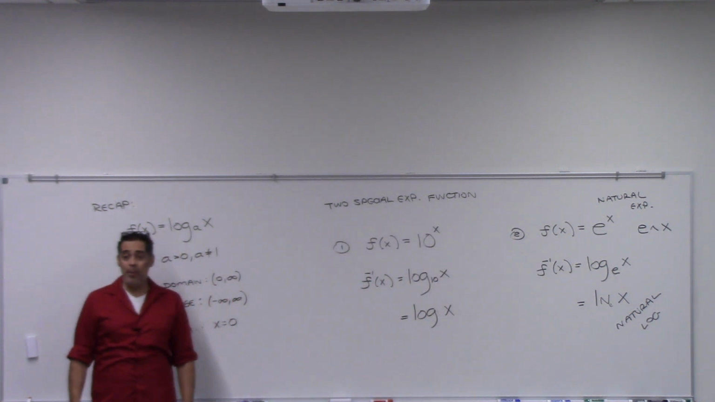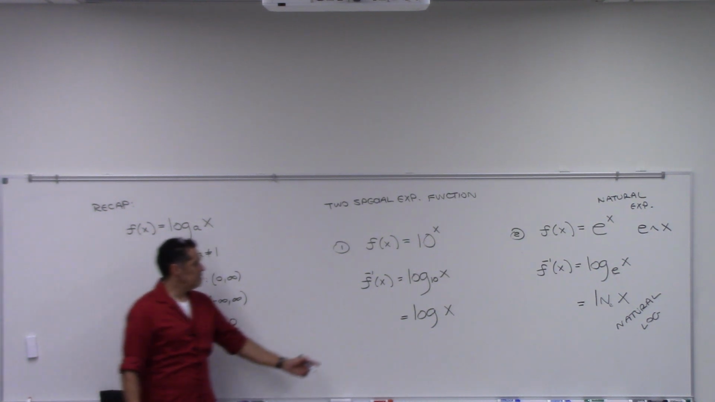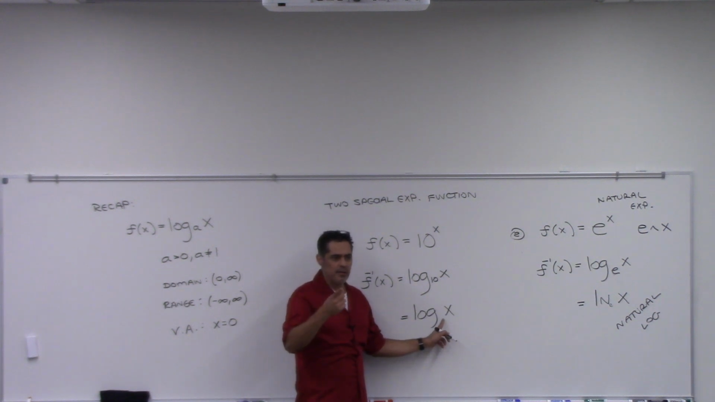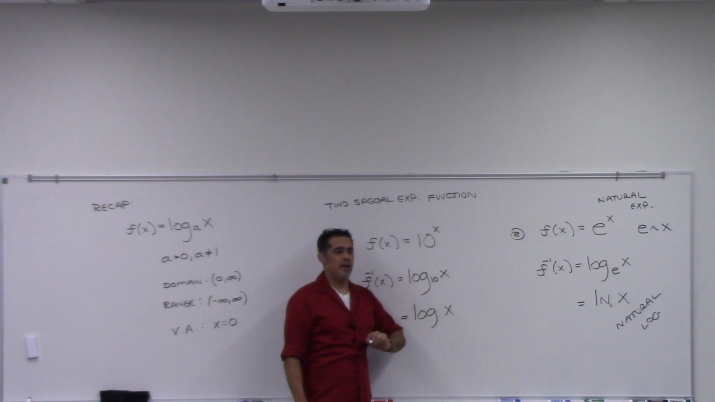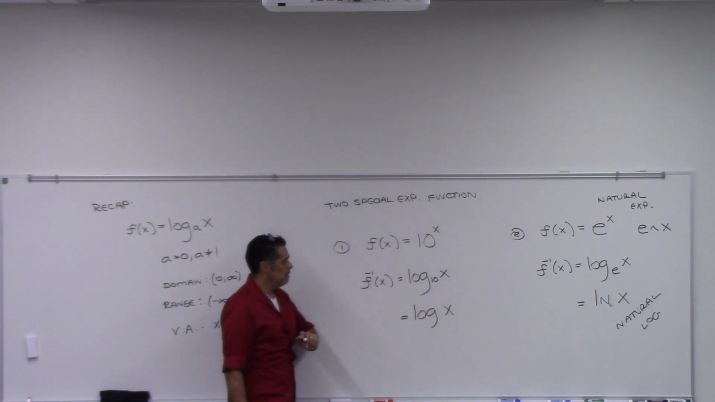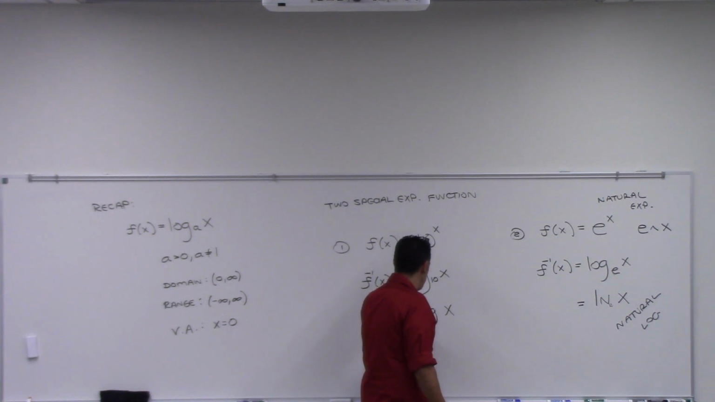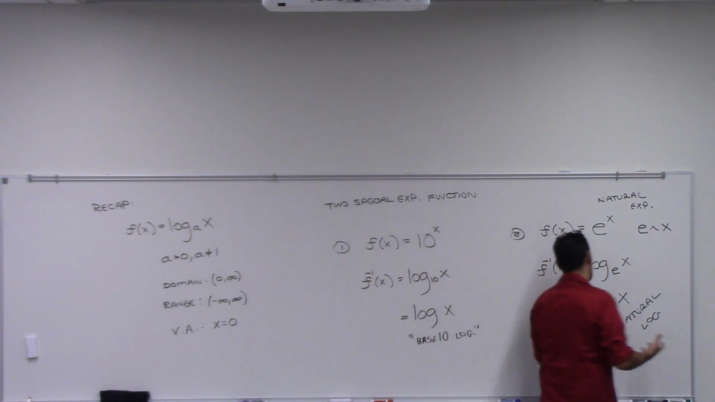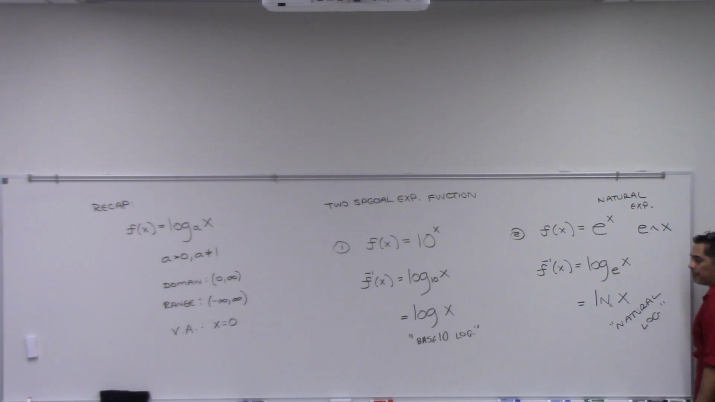So if you don't put a base, it's understood that the base is what? 10. So if you just write log x, the base is 10. You have to know that. And if you write ln x, then you mean the base is e. So this is the base 10. Doesn't have a special name. It's just called the base 10 log, right? But this one is so great and so awesome, it gets its own name. It's called the natural log.